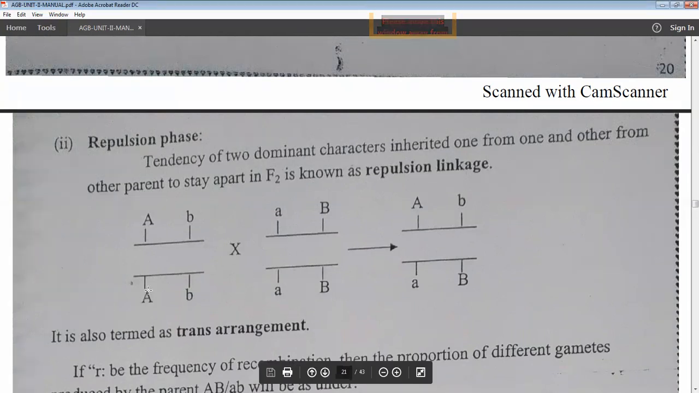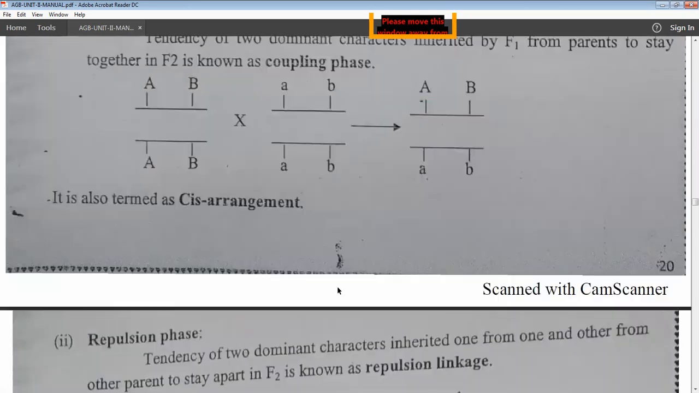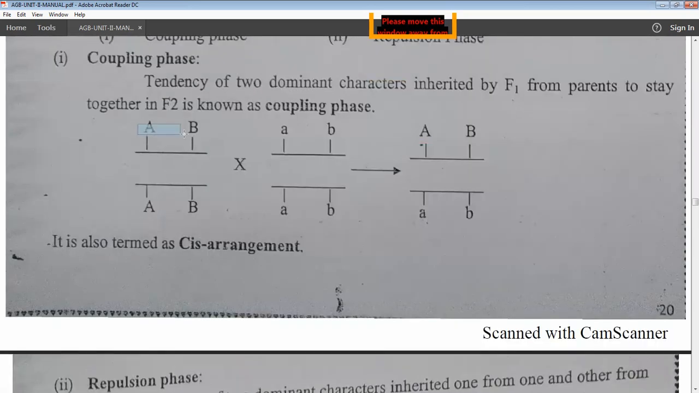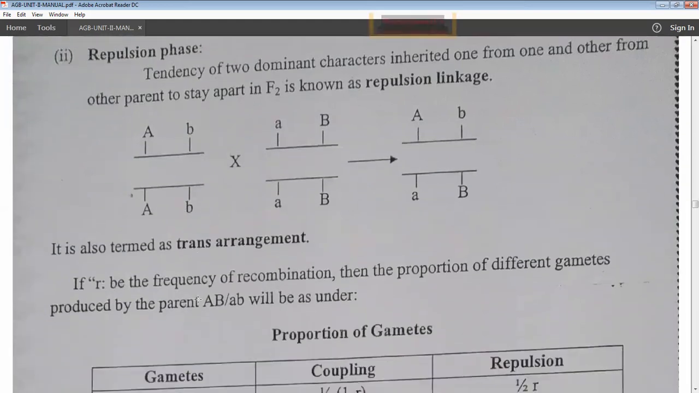Okay, this capital A will be replaced with small a, and small b will be replaced with the capital B. Okay, one will be the same, and the other will be from the other parent. Here the whole will be the same. Here they just changed. Okay, this is the repulsion, and this kind of repulsion is also known as trans arrangement.